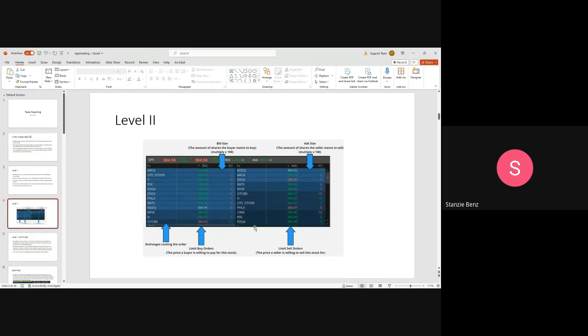And the opposite is true for the right side. These are asks, so they're limit sell orders. This is the price a seller is willing to sell the stock for. Same thing, the last column is the ask size. This is the amount of shares the seller wants to sell. You have to multiply this again by 100. So this seller is willing to sell 1,100 shares at 384.95. Make sense? Any questions so far?